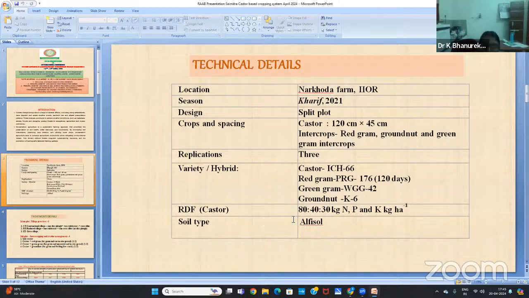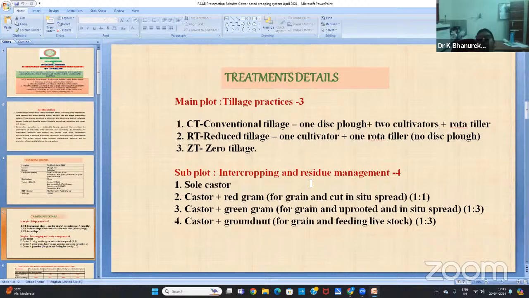And the recommended dose of fertilizer is 80, 40, and 30 kgs of NPK per castor, and the soil type was alfisol, that is red soil. And coming to the treatment details, as I have told you, three tillage practices, that is conventional tillage, where one is two cultivator and one rotavator, and reduced tillage, one cultivator and one rotavator. No disc was used, and zero tillage where there was no disturbance.